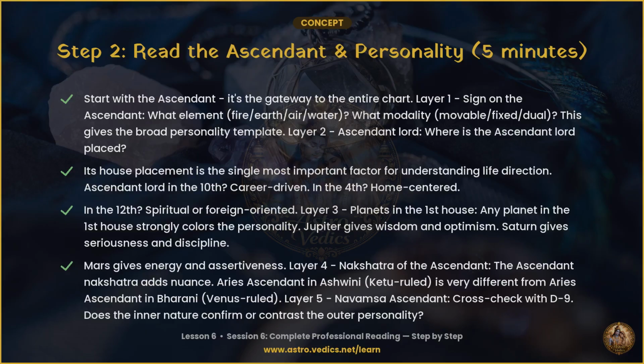Layer 5, Navamsha Ascendant, cross-check with D9. Does the inner nature confirm or contrast the outer personality? Now check the moon sign and nakshatra. This reveals the emotional nature and mental patterns. The ascendant is how they act. The moon is how they feel.